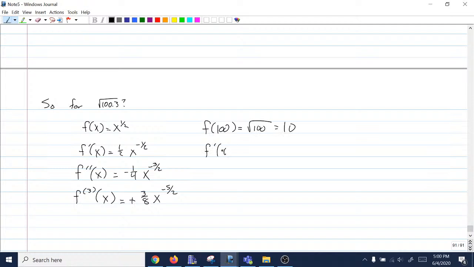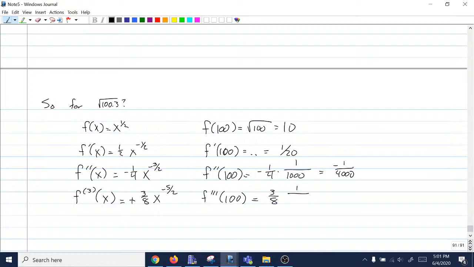F prime of 100, we just did that, was 1 over 20. The second derivative at 100 is negative 1/4 times 1 over square root of 100 cubed, which is 1,000. And f triple prime at 100 is 3/8 times 1 over square root of 100 to the 5th. Square root of 100 is 10. 10 to the 5th is 3 over an 8 with 5 zeros on it.